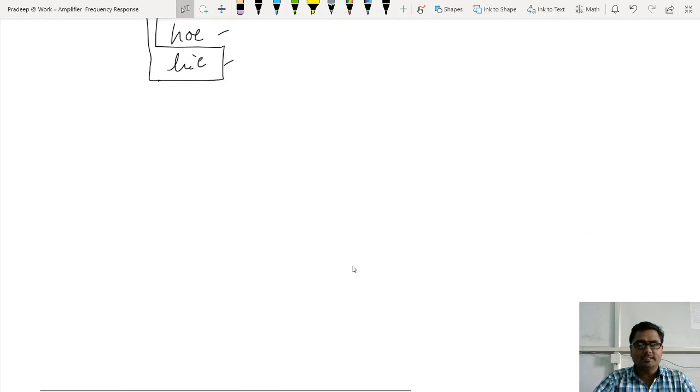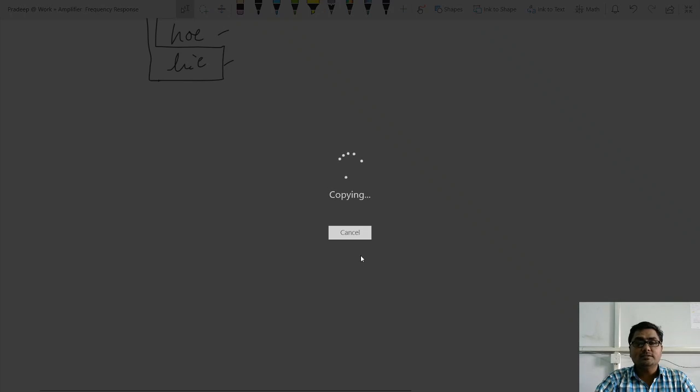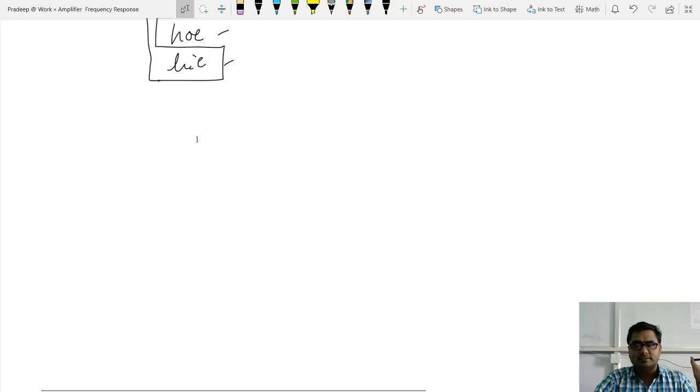So many times we need to use the same diagram, because it's a pi module. Everything that we are going to derive is from the pi module.